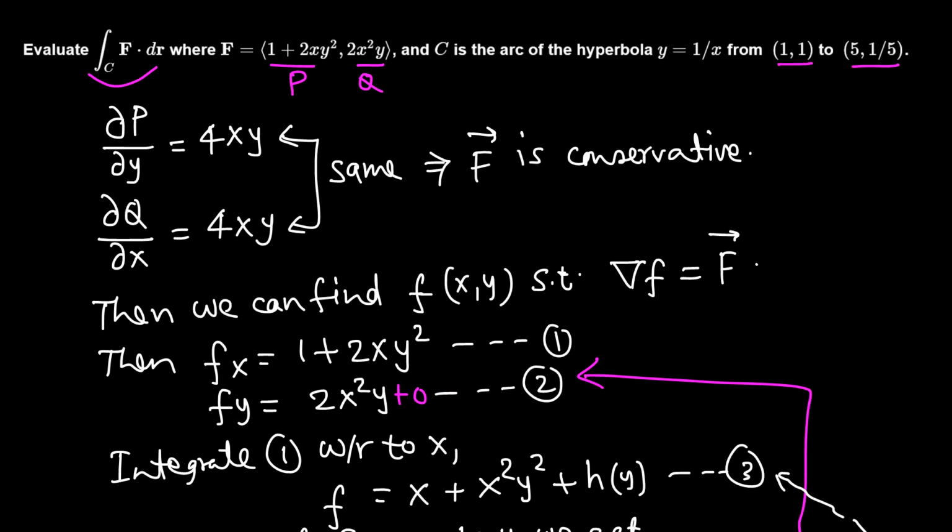So let's go back. Now this line integral will be the same as the potential function at the terminal point, that's (5, 1/5), minus the potential function at (1, 1). Okay, that's the case, and this is given by the fundamental theorem of line integrals. So as soon as we find this little f, then this line integral is easy.